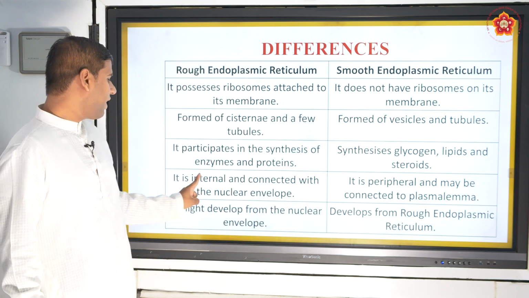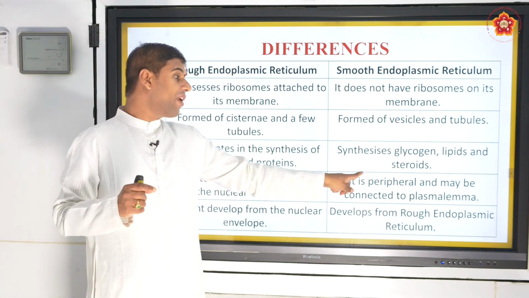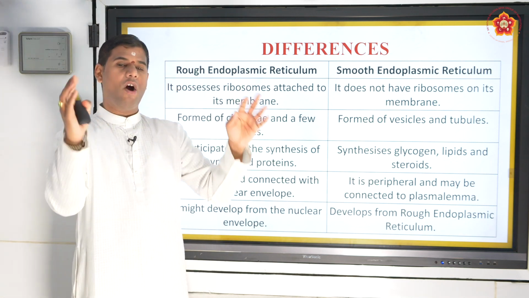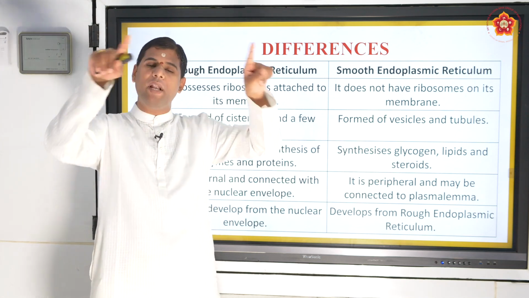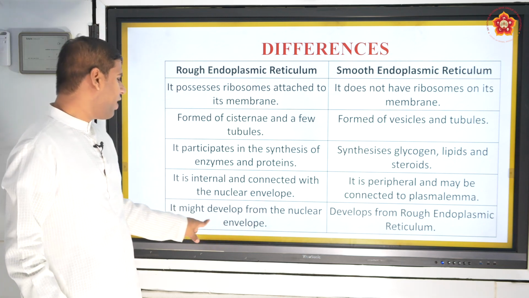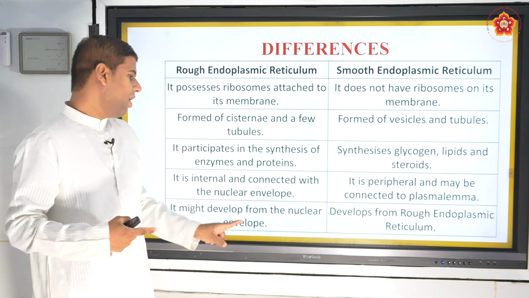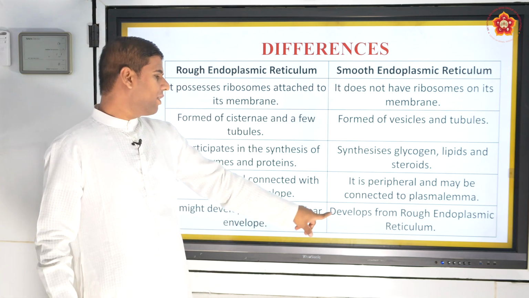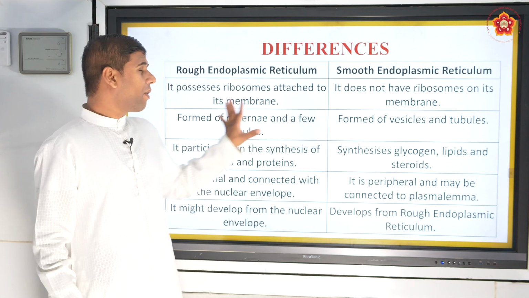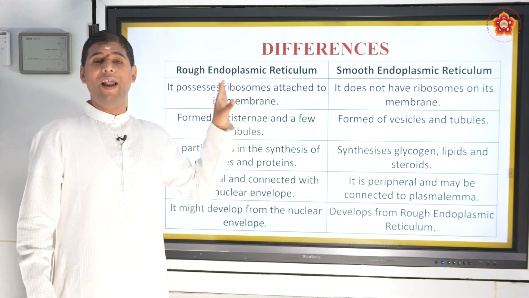And also the rough one is internal, connected with the nuclear envelope. The smooth one is peripheral and may be connected to the plasma lemma. So it is peripheral, on the outside, and it is connected to the plasma lemma, which is one more layer. The rough one might develop from the nuclear envelope, like an envelope you have, inside and outside. And the smooth endoplasmic reticulum develops from the rough endoplasmic reticulum. So these are the differences to keep in mind, very easy differences which will help you out.